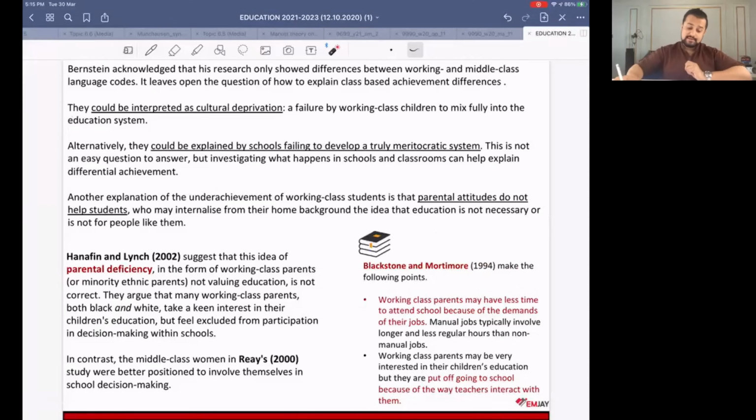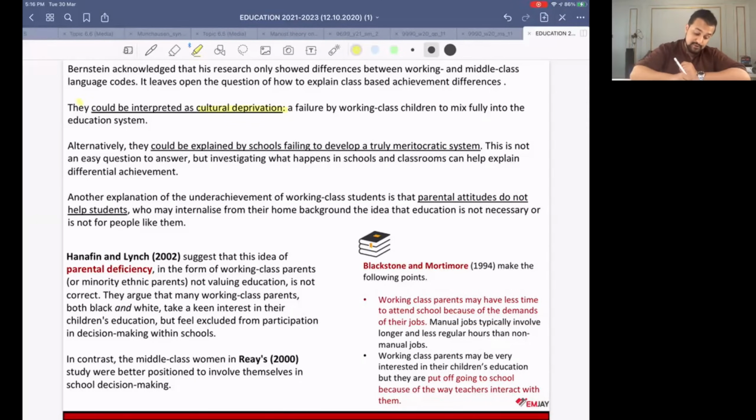Bernstein acknowledged that his research only showed differences between working and middle class language codes. It leaves open the question of how to explain class-based achievement differences. They could be interpreted as cultural deprivation too, a failure by working class children to mix fully into the education system. Remember, the idea that schools run through middle class value systems, and if working class children are not able to adapt to that, they might not be able to progress or do well in the education system.